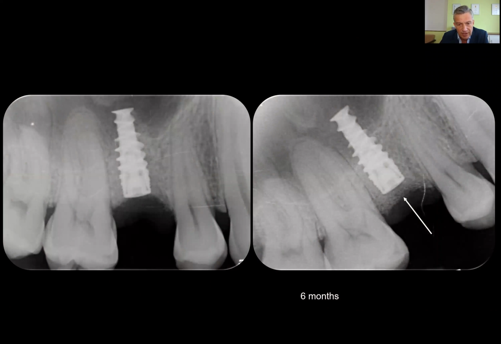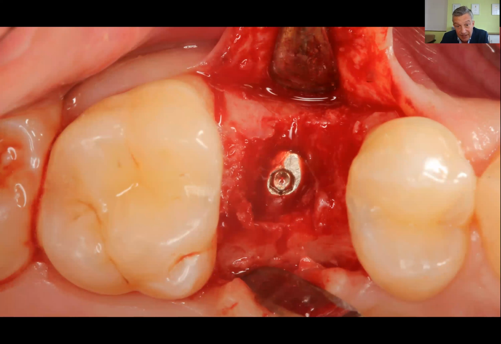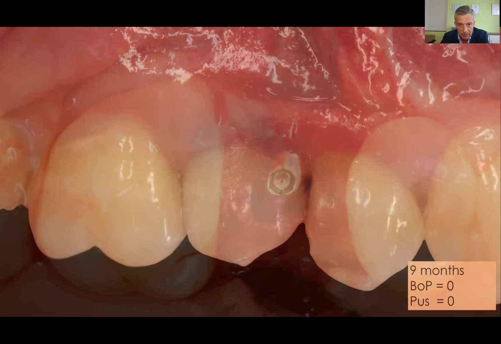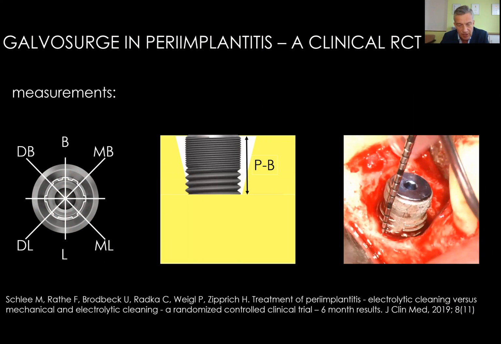On the X-ray base, we found bone which grew on top of the implant on the left side after augmentation when the patient left us after surgery. On the right side, the situation after 6 months. I don't understand the amount of bone on top of the implant. When we opened it, we had to remove bone to get access to the implant again. This is after 9 months, so no bleeding on probing, no pus. So we had an absolutely stable situation.